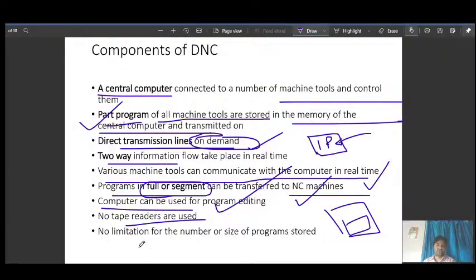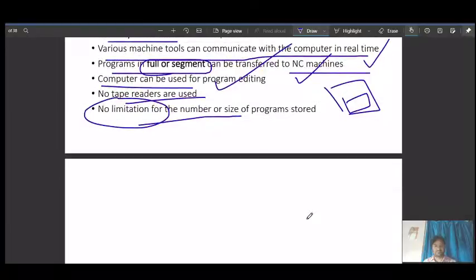Then the computer can be used for program editing. Obviously, there are no tape readers and no limitation on the size or number of programs stored. No limitation, because everything is stored at the central computer, or in the bulk memory.